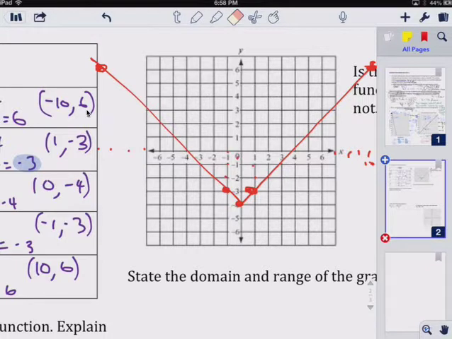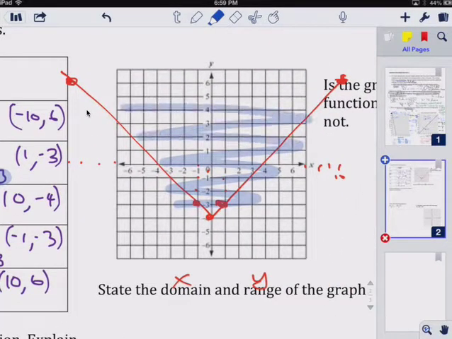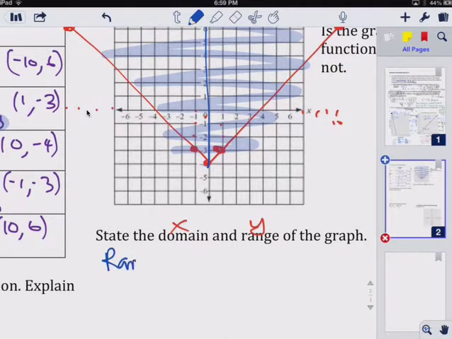Okay, state the domain. Domain, remember, is X, range is Y. We got a graph all going in this direction. So we got a range. This direction is the variable y, so the range is y. The range is -4. It starts right here. That's a -4, and larger. So the range is greater than -4 and larger.